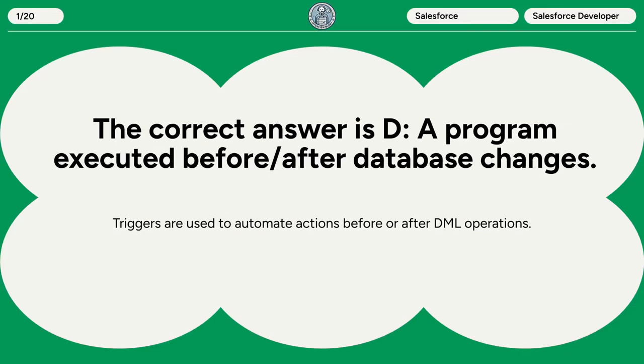The correct answer is D. A program executed before or after database changes. Triggers are used to automate actions before or after DML operations.